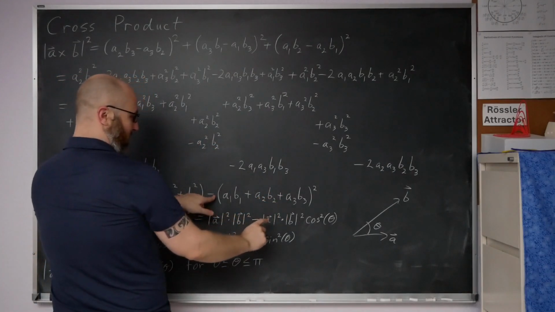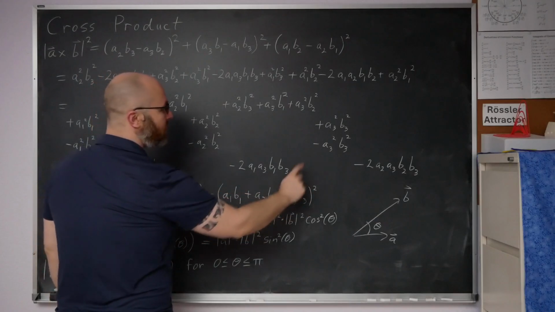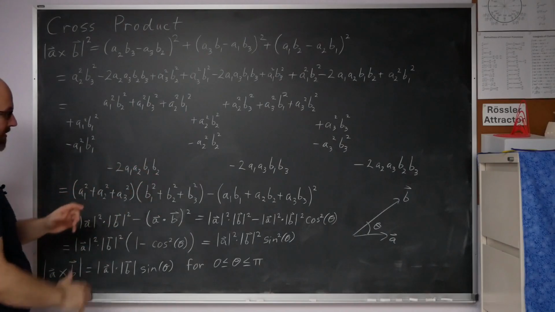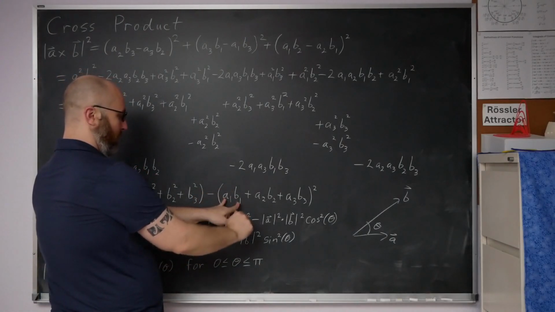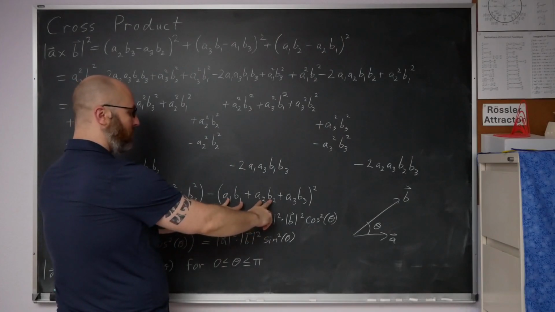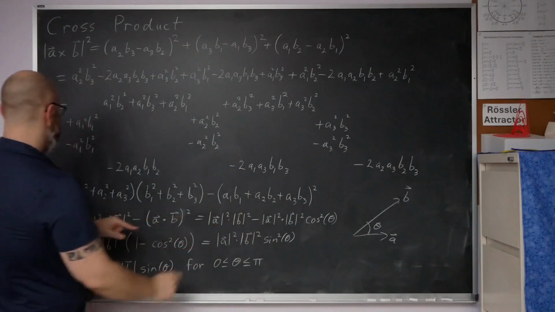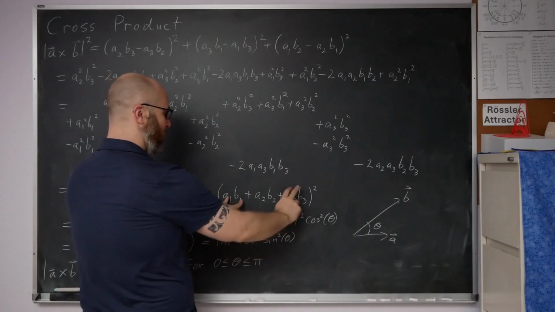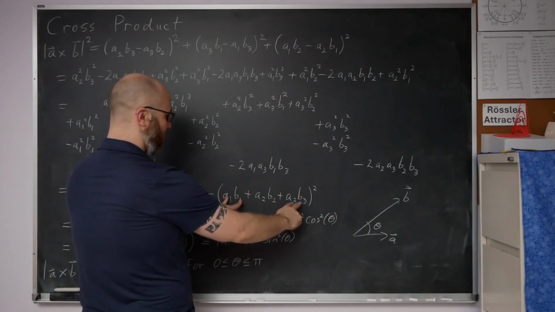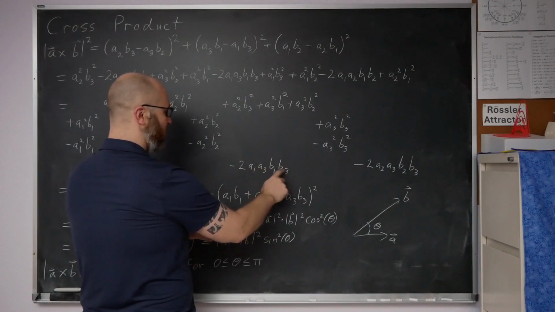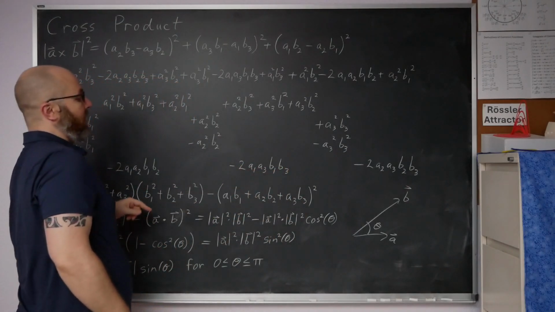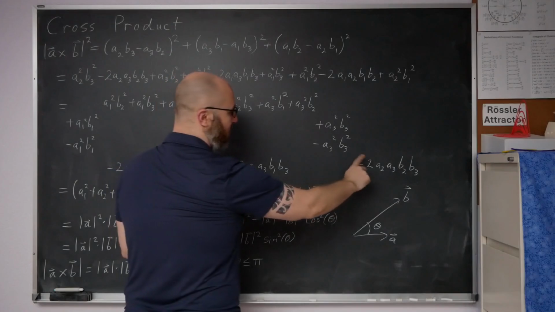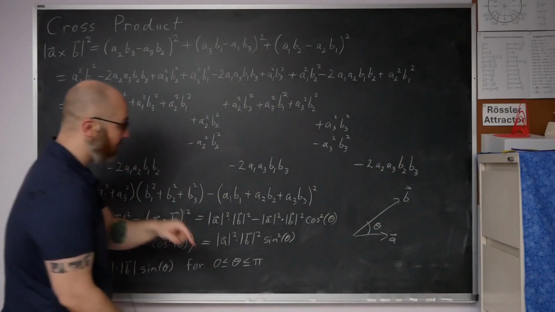And I've got minus a3 squared b3 squared. Then because you're multiplying these across each other, we get a1 b1 times a2 b2 twice, so minus 2 a1 a2 b1 b2. We also have a1 b1 times a3 b3 twice, so you have minus 2 a1 a3 b1 b3. And you also get a2 b2 times a3 b3 twice, so minus 2 a2 a3 b2 b3.